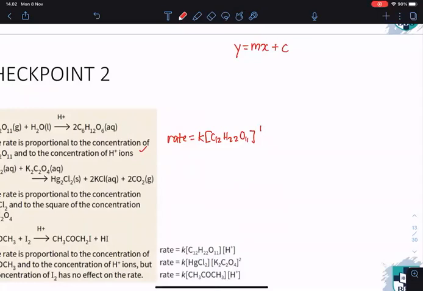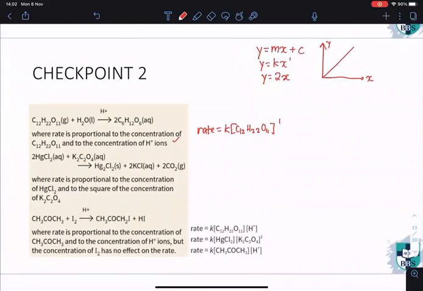If I change the m into k, the rate constant k, and then put x to the power of 1, or simplify, y equals 2x. How do I draw y equals 2x? You can draw it as a straight line graph like this. That is what we call y is proportional to x. That's why it's proportional. So this is proportional to the power of 1, and proportional to the concentration of H plus. Here there is no need to put 1; just the bracket is enough, it's understood to be 1. This is done.